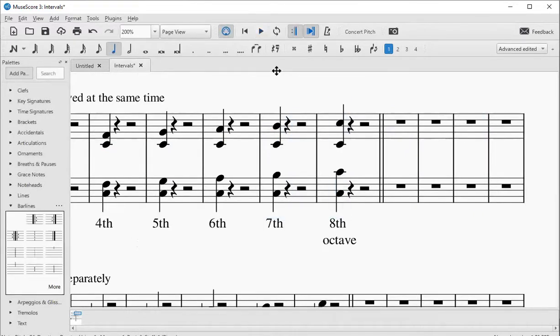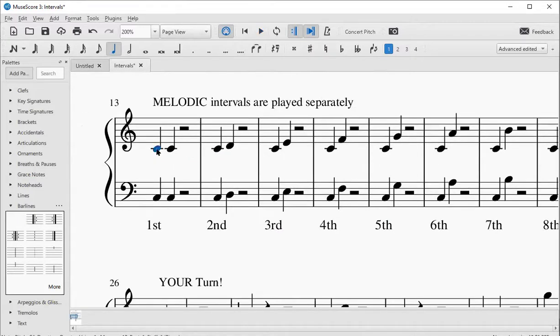Okay, nothing earth shattering there. Here's what they sound like played melodically.